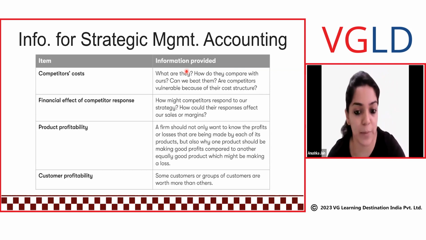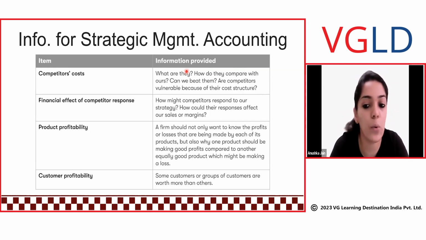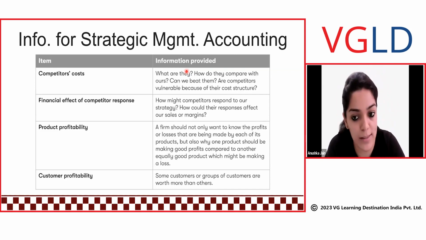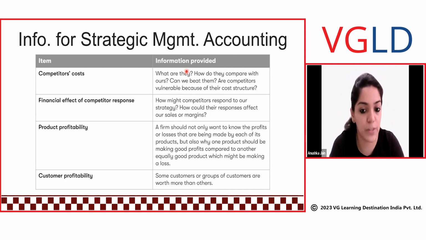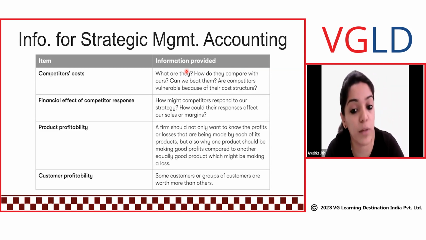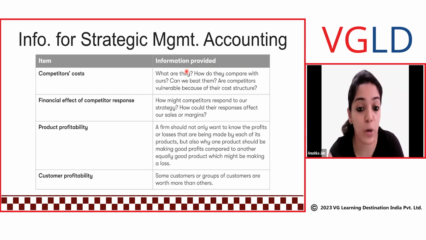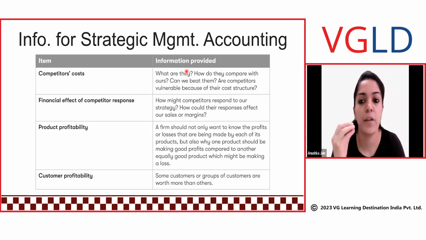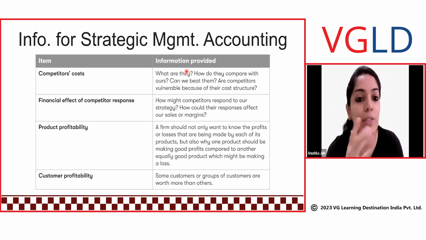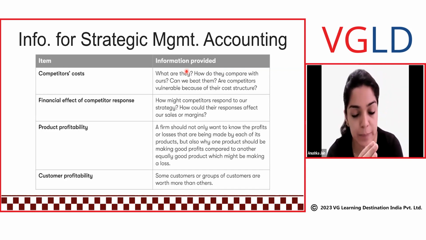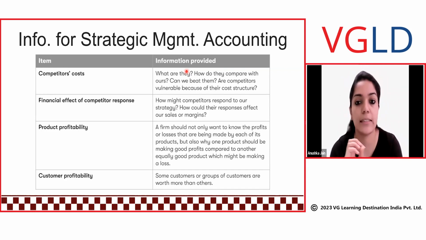Next is product profitability. A firm should not only want to know the profits or losses that they are making by each of its products, but also why one product should be making good profits compared to another equally good product which might be making a loss. So in Flipkart, let's say, since we're talking about e-com here, a company might have different divisions. Okay, let's talk about another company. Let's talk about Hindustan Unilever. So HUL has got multiple products. It is in the FMCG segment. More or less it is an FMCG company.